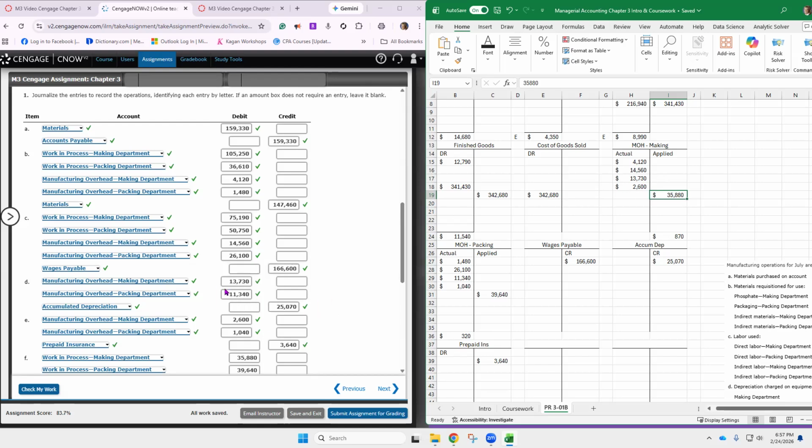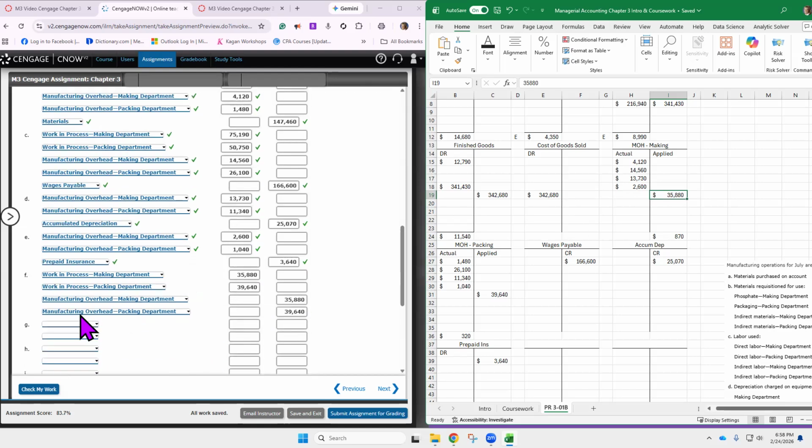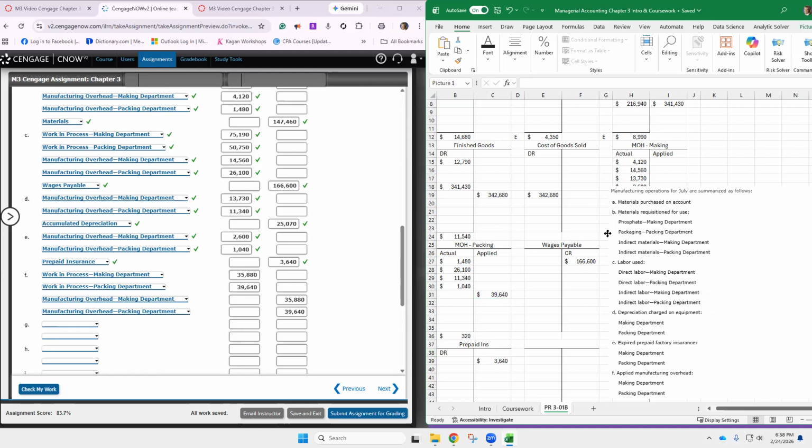14,560, I put it in there. 13,730, I put it in there. In manufacturing overhead, 2,600. This is the first credit. Okay. And then same for manufacturing overhead packing. The first one is 1,480 up here, and then 26,100, and then 11,340, and then 1,040. Okay, and its credit is 39,640, because you're going to need balances in these pretty soon.